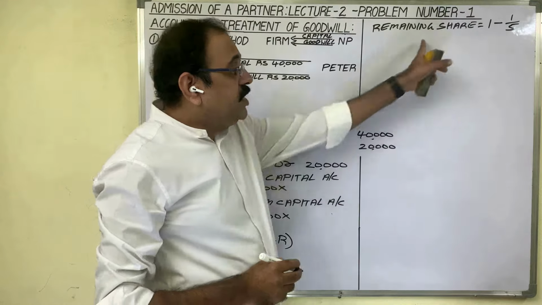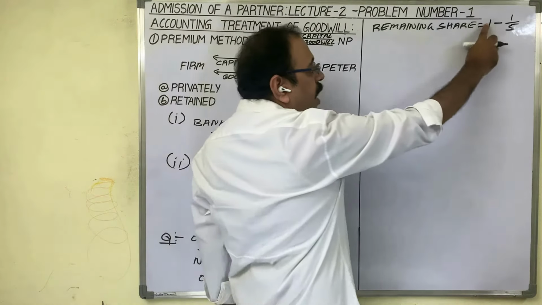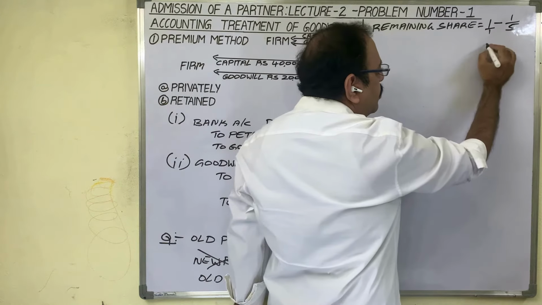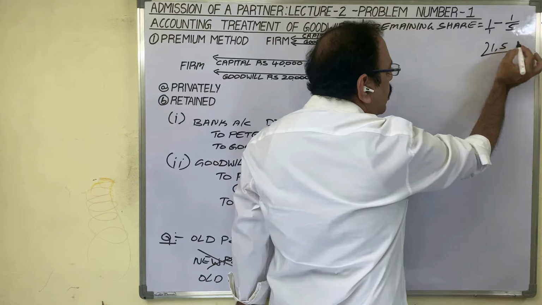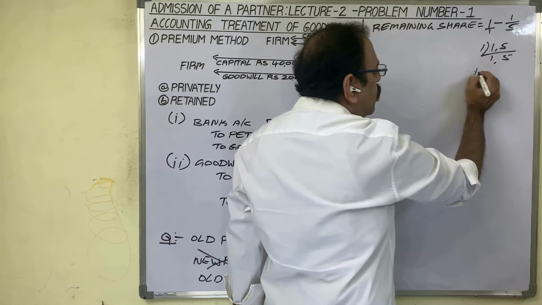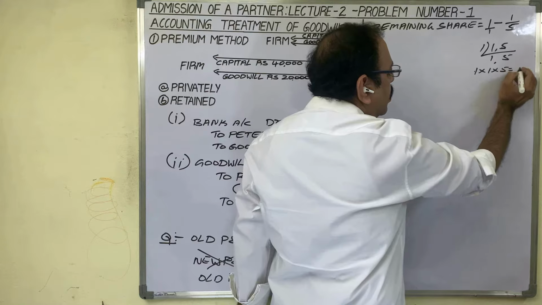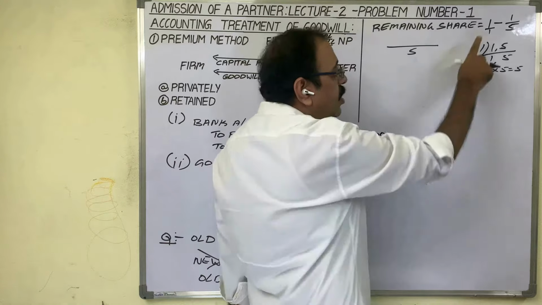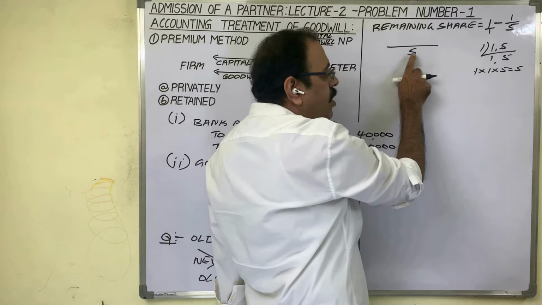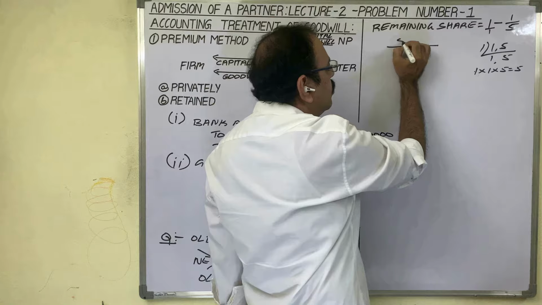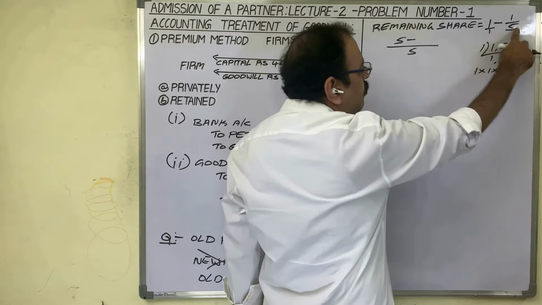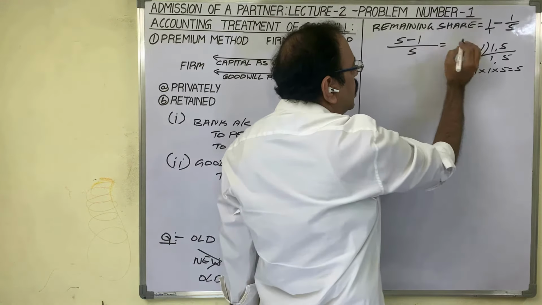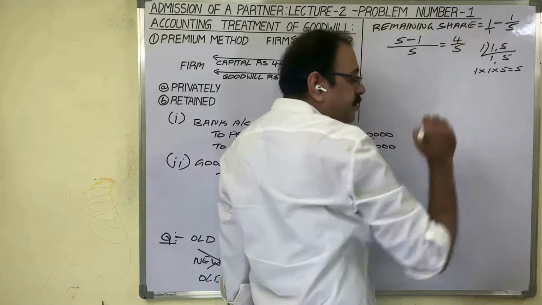So, LCM we should find out now. 1 means 1 by 1 will be there, and the other is 1/5. 1 into 5 is equal to 5 only. So LCM is 5. Then 5 ones are 5, minus 1 into 1, 1, is equal to 4/5.